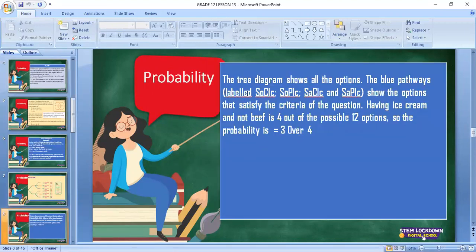So the tree diagram shows all the options. The blue pathways label the options that satisfy the criteria of the question. Having ice cream without beef is 4 out of 12 options, and that is 3 over 4, and that is 1 over 3. Okay. Right.